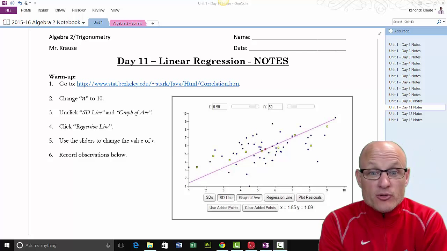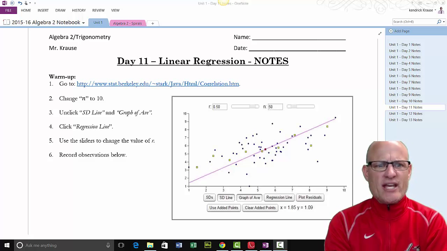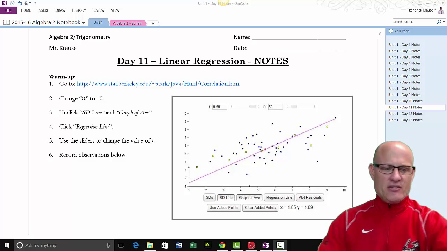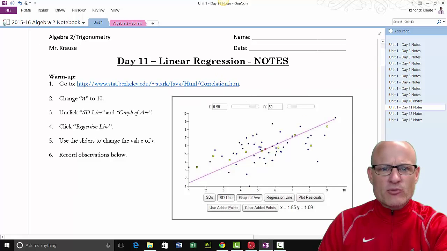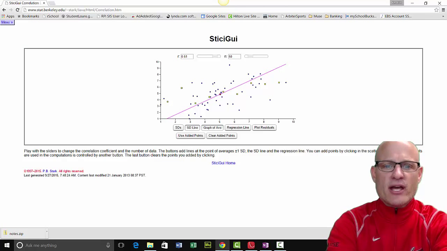Now we're going to do number 2. Let's just take a look at some things. We're going to go to this website, and it says change n to 10. So that's the first thing we're going to try. There it is. We're going to go to this website. We're going to change n to 10.